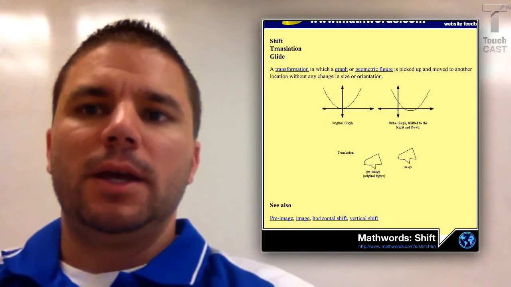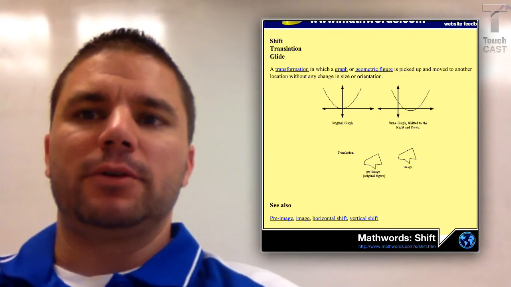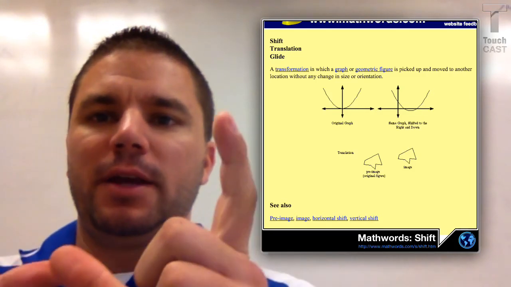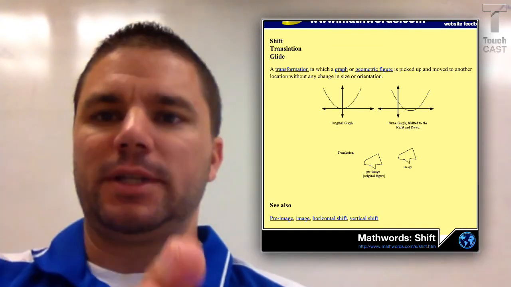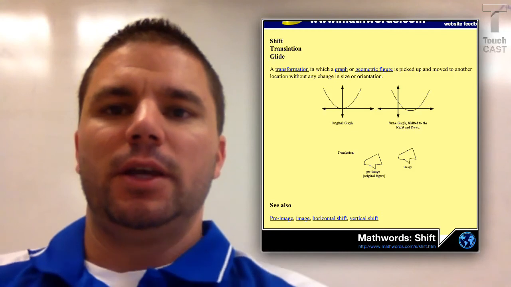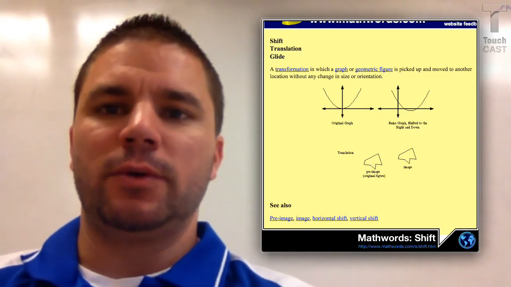So first up is supposed to be the easiest one, talking about translation. When we're translating, we're just picking up what we have and moving it over, up, or down, to the left, to the right, but we're moving the entire object in one direction or another. We're not changing the size, we're not changing the orientation of it.